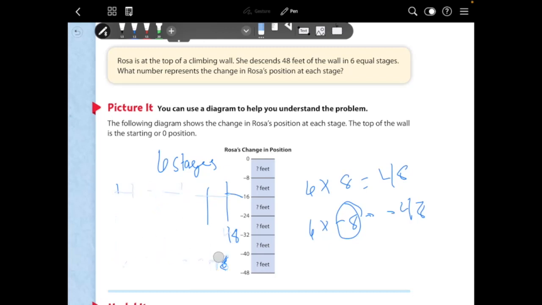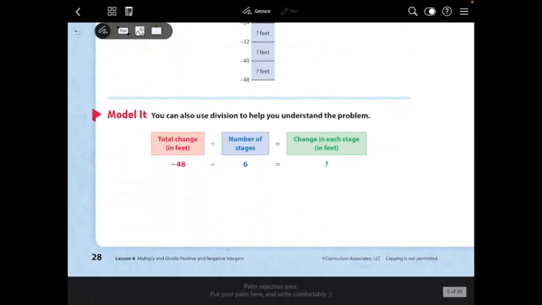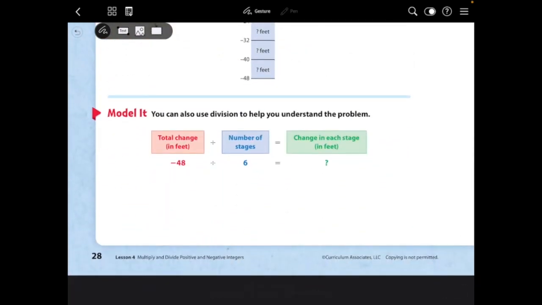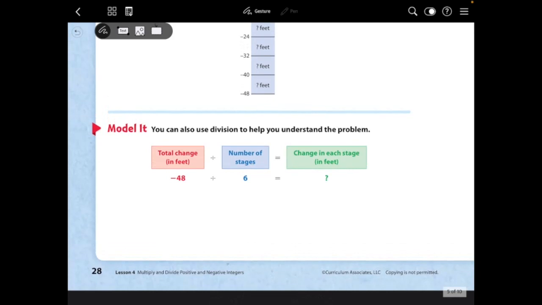Now, there's always more than one way to skin a catfish, like I've always said. If you look further down on the page, you can see that they had a different way to solve it as well. They thought about having the total change in feet, which was negative 48, and then dividing that by 6, which is the total number of stages that Rosa had to go down, which would equal the change in each stage in feet.